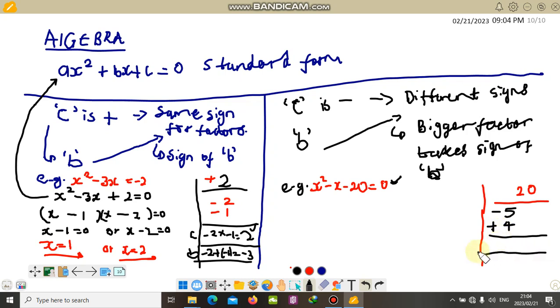So you can check. For C, it's going to be -5 times 4 equals -20, which is correct because C is -20. And for B, -5 plus 4 gives us -1, which is correct because B is -1. So now we are sure our factors are correct. We can proceed to factorize.